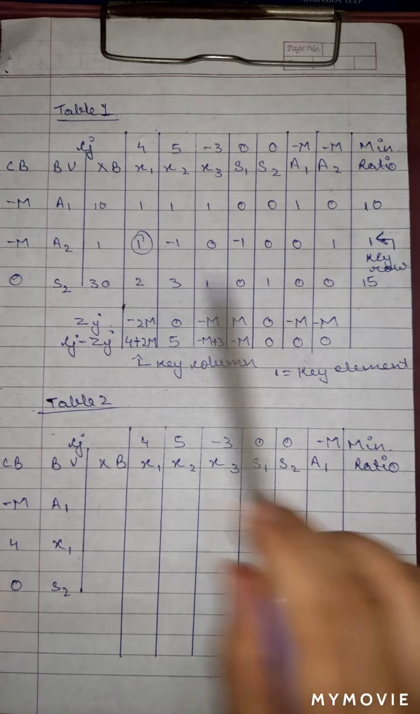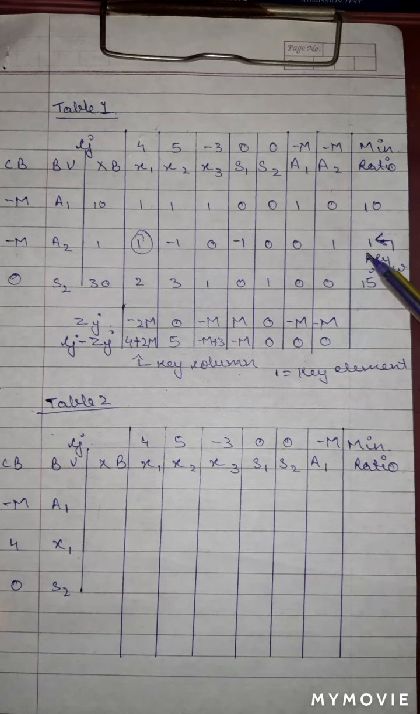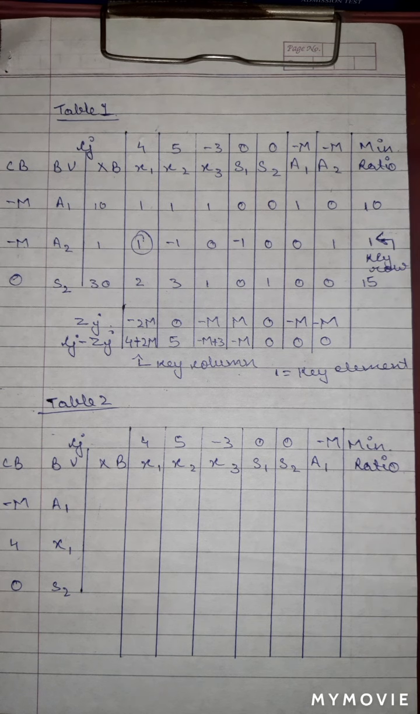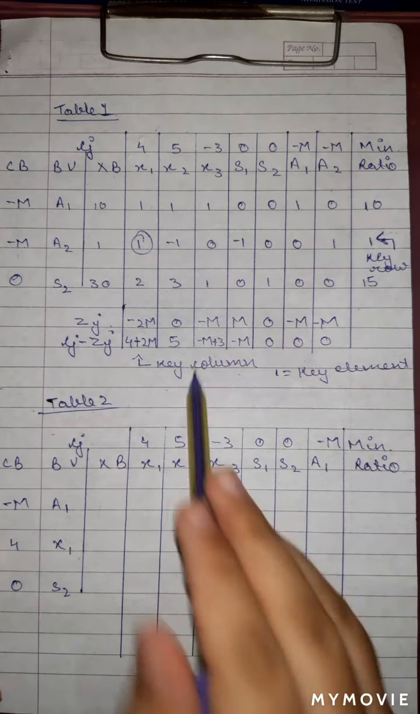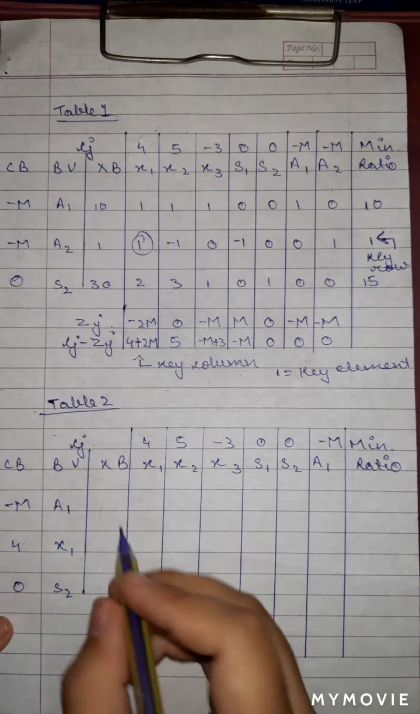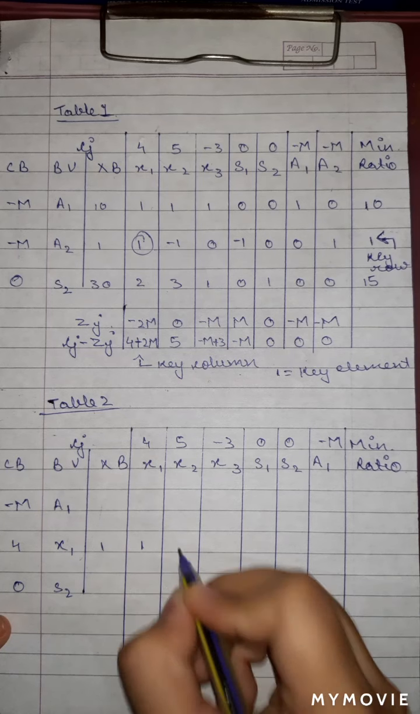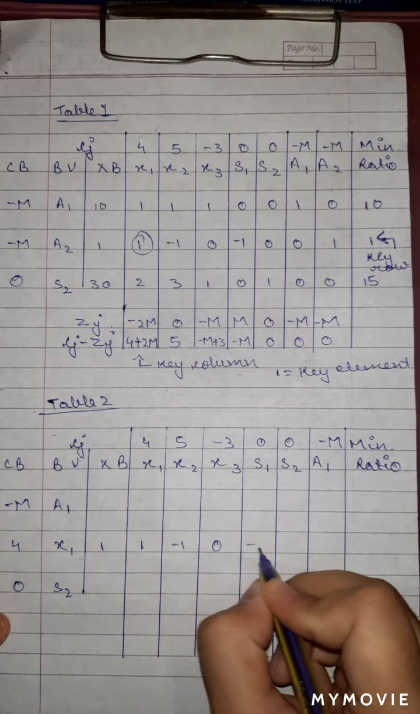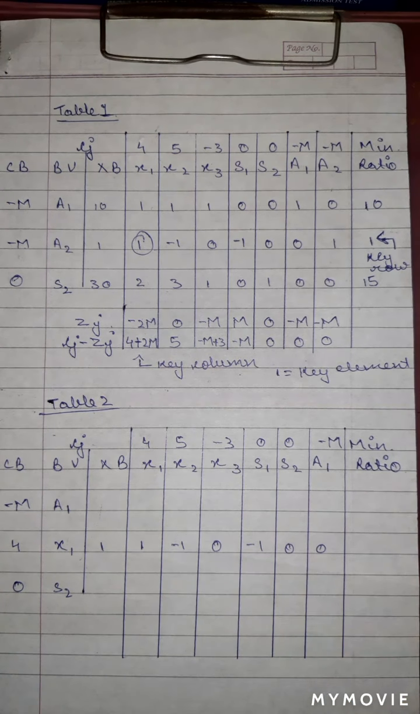So the old value of the row divided by the key element. So the key element is 1, so it won't be affecting the values. So 1, 1, -1, 0, -1, 0, 0.